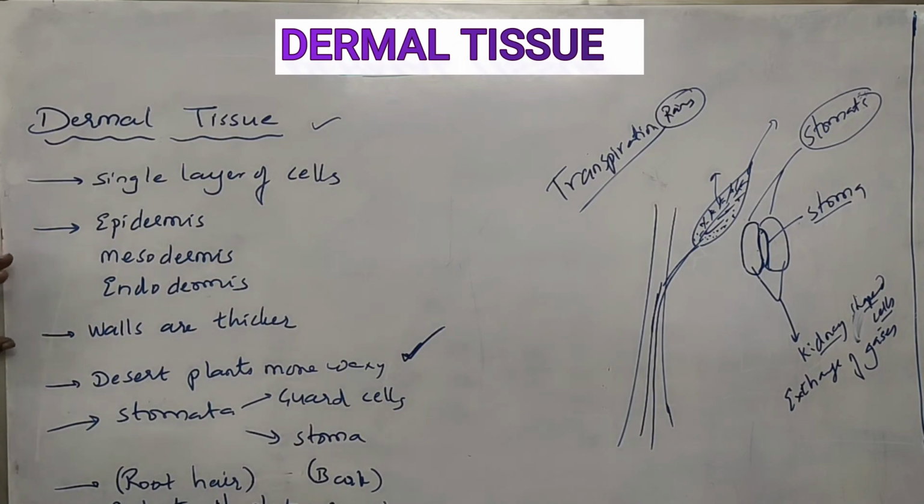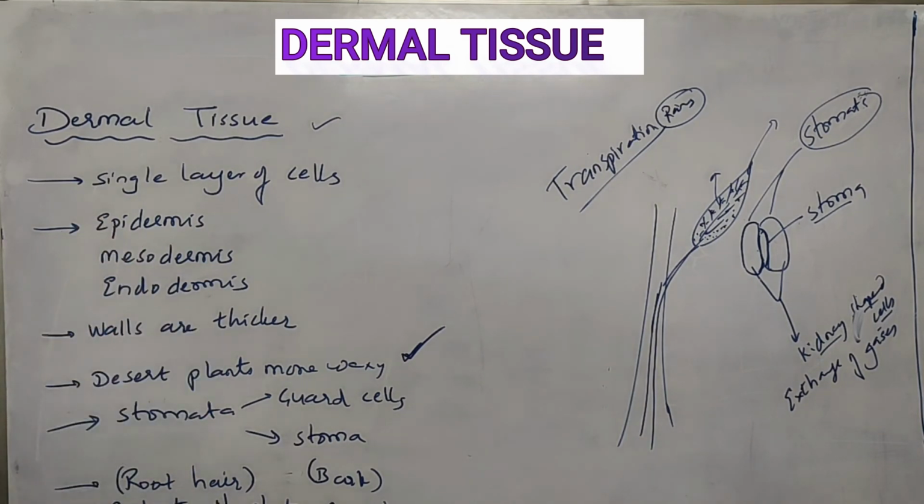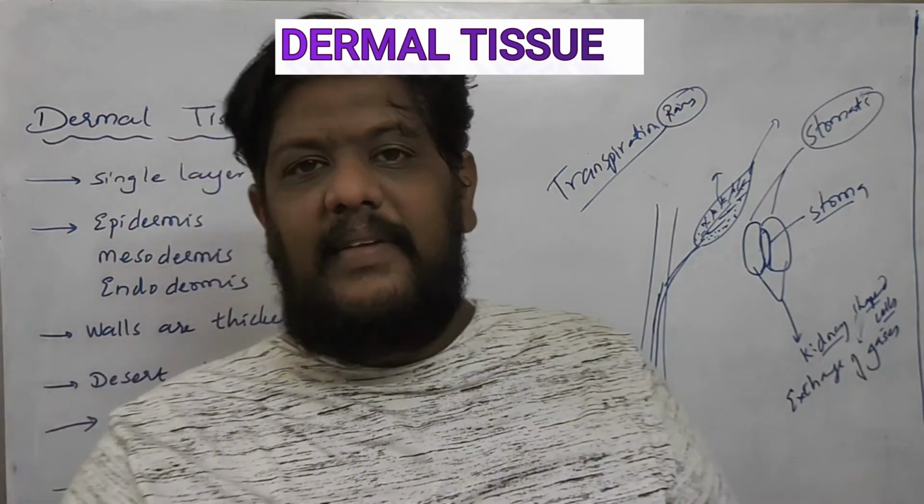The next point is that the walls are thicker than those of the meristematic tissue. If you take the meristematic tissue, at the tip of any plant, it is very delicate. Unlike meristematic tissues, dermal tissues are very strong. And if you see desert plants, they receive a very limited amount of water. Water is very scarce over there, because they receive rain hardly twice a year.